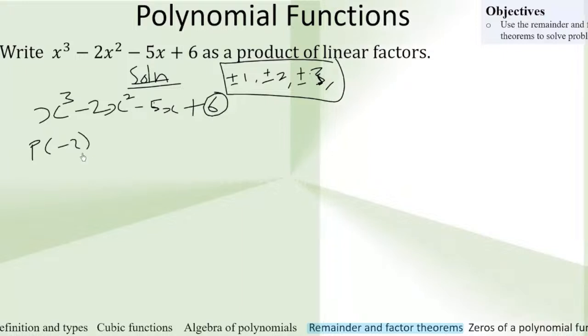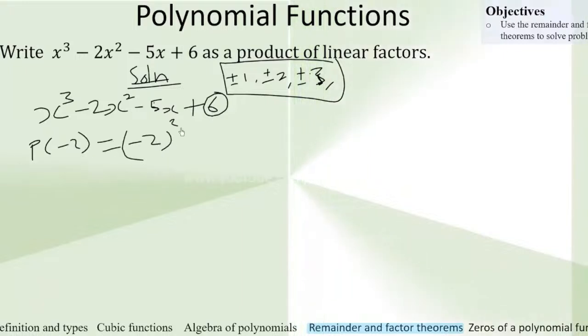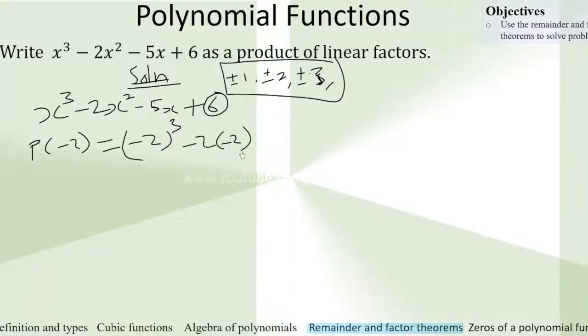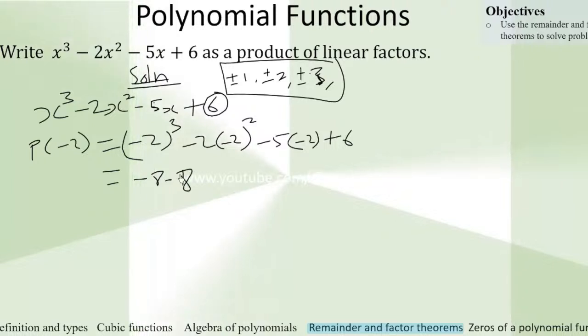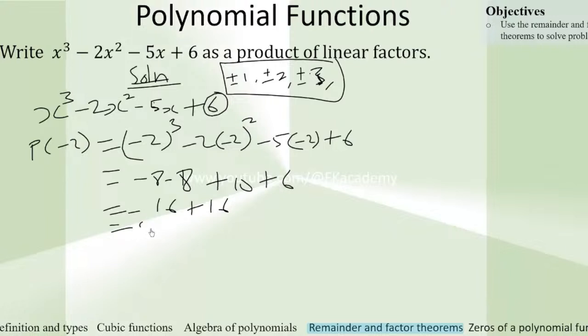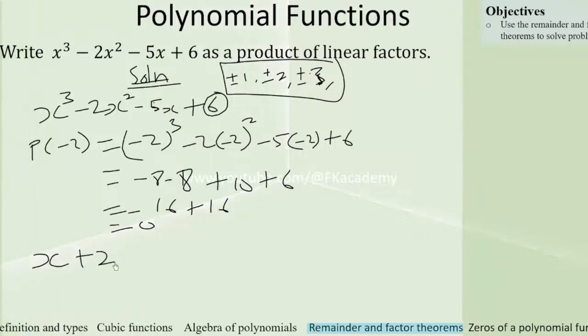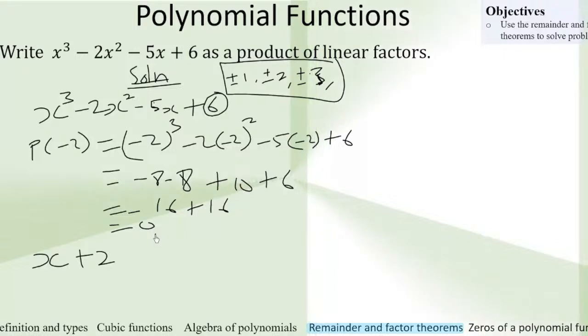So p of -2 should be equal to -2 cubed minus 2 times -2 squared minus 5 times -2 plus 6. So this will give us -8. Then we have minus 2 times 4, which is 8. Then we have plus 10 plus 6. So this will give us -16 plus 16, which is equal to 0. So this tells us that in actual fact, one of the factors is x plus 2 by the factor theorem. Since p of -2 is 0, it means x plus 2 is a factor of the polynomial function.